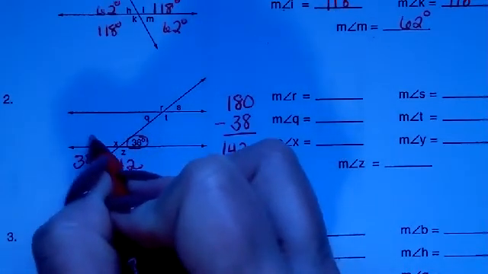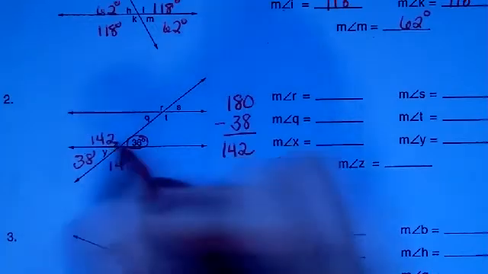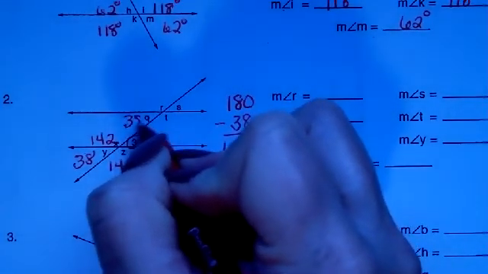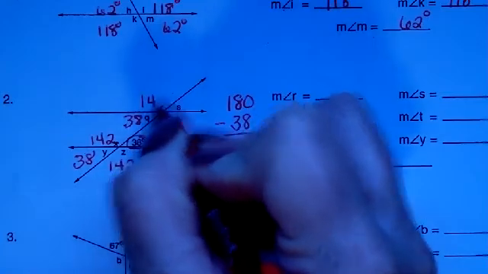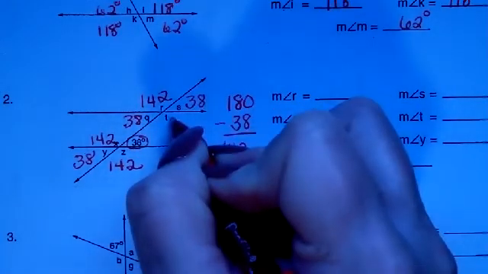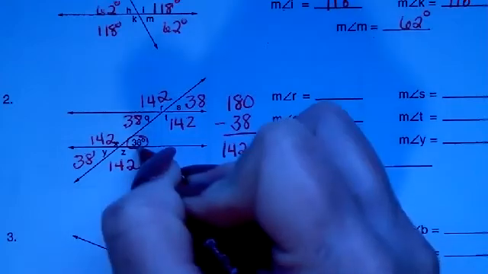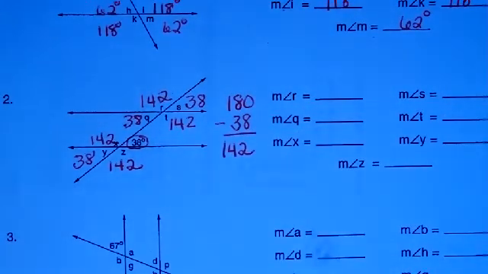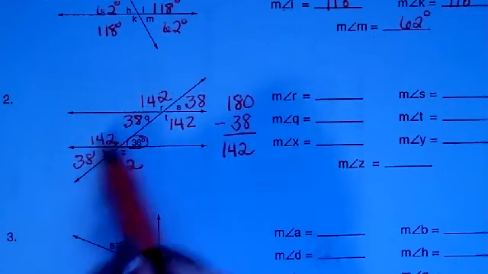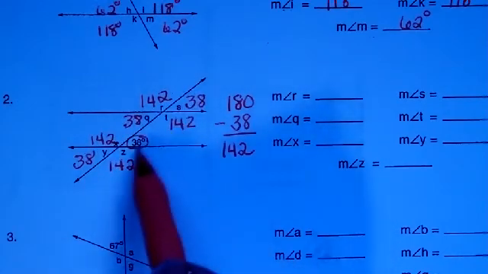Right above it, 142. Keep going up, 38. 142. 38. 142, and I'm back at 38. So did you see how, once I got those two numbers, I just ran around and wrote them in alternating till I got back to the beginning.